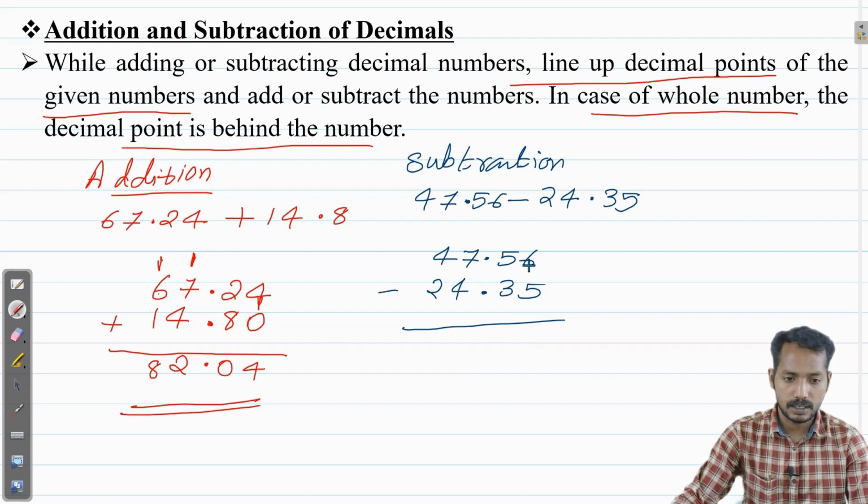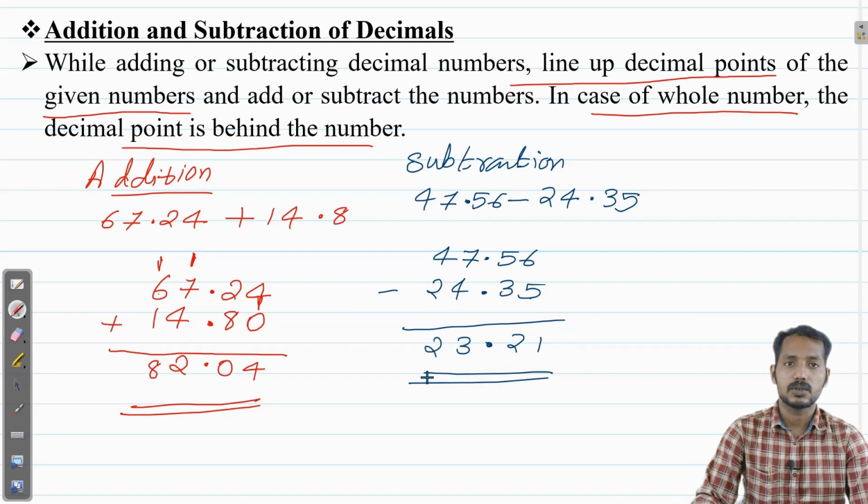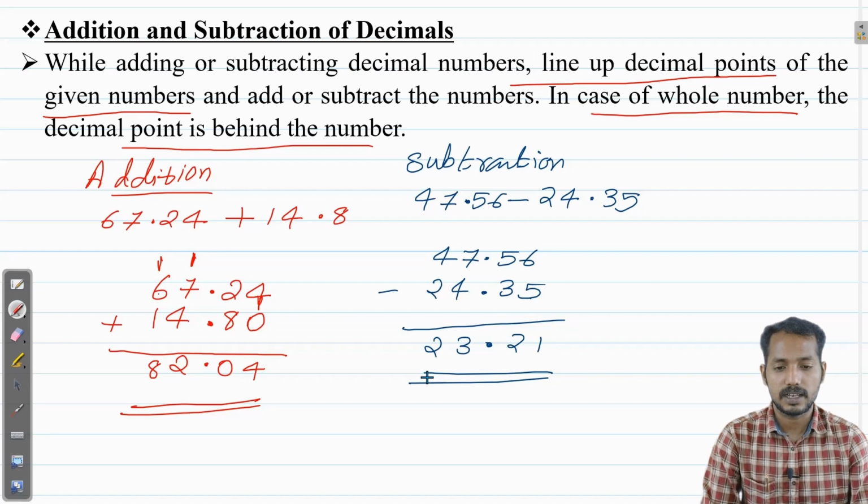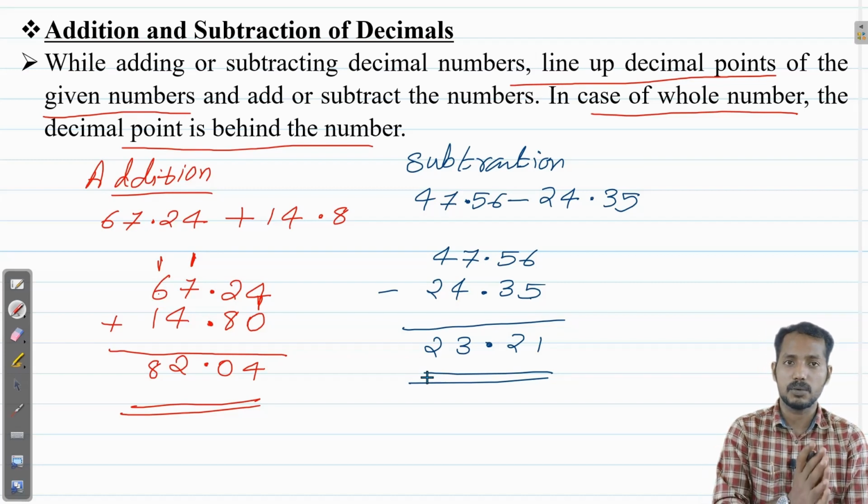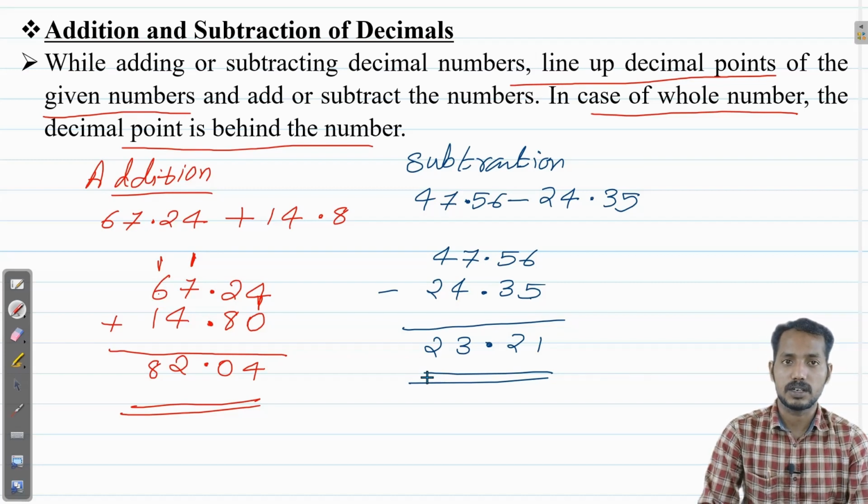What will we get? 6 minus 5 is equal to 1. 5 minus 3 is equal to 2. Keep the decimal point here. 7 minus 4 is equal to 3. And 4 minus 2 is equal to 2. So 23.21. This is the answer. Clear? So I hope you got a clear idea about addition and subtraction of decimal numbers.